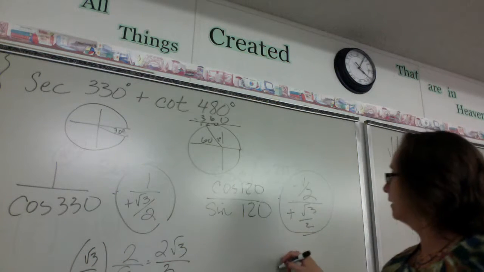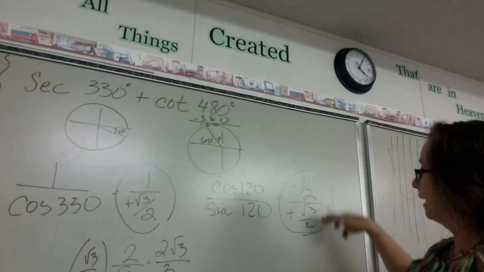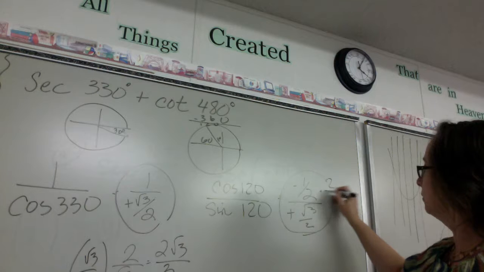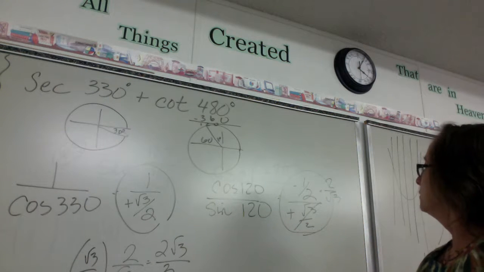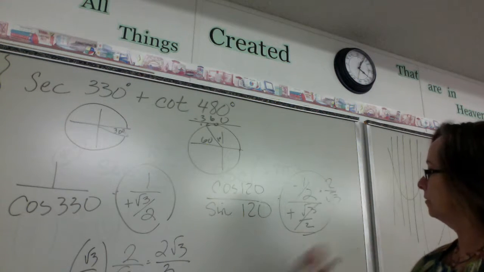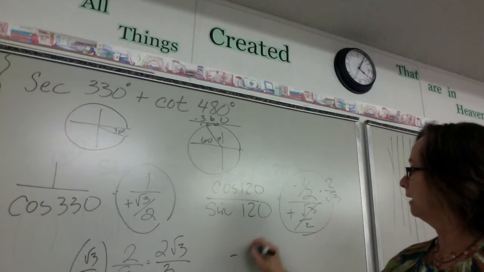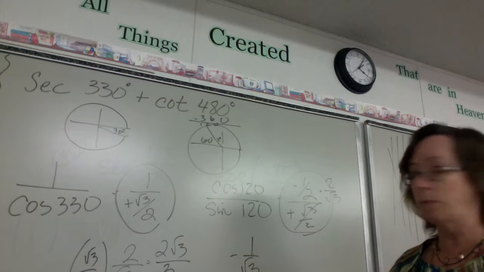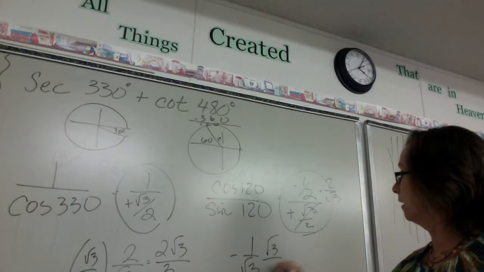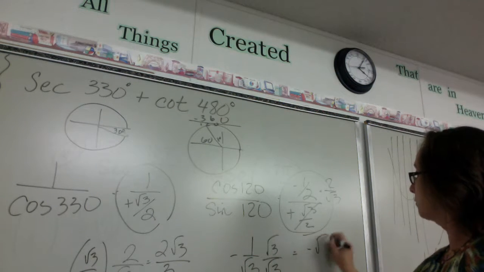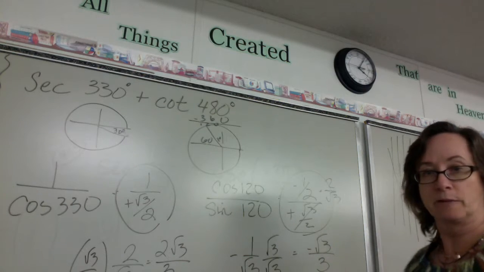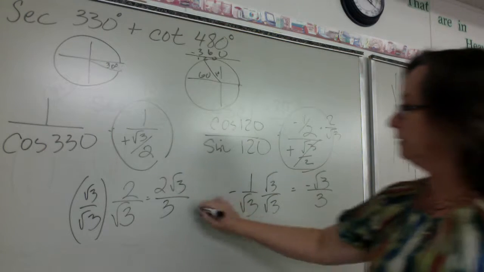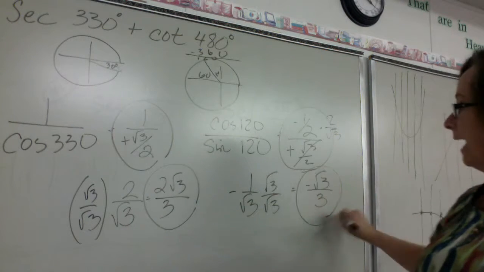And then over here, I'm dividing by this fraction, which means I'm multiplying by its reciprocal, 2 over square root of 3. So that's going to wind up canceling my 2's, and this is going to wind up being negative 1 over the square root of 3, which again has a radical in the bottom, so I'm going to multiply by square root of 3 over square root of 3 and get negative square root of 3 over 3. Okay, so now I have this one and this one to add together.